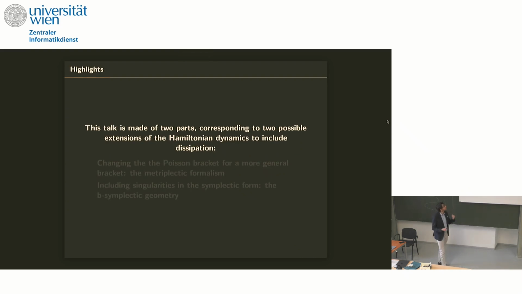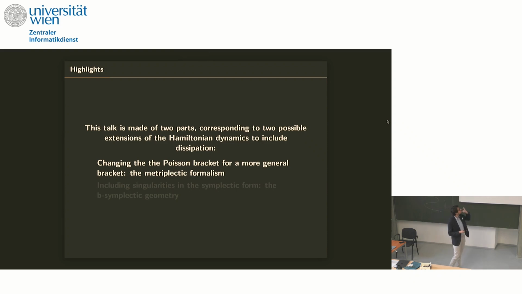So for this, we will discuss two options. The first one will be to go from a Poisson bracket, so from a symplectic form, into a more general form, a more general bracket. And this is what people call the metriplectic or GENERIC formalism. And the second option we will discuss will be to include singularities in the system. So we'll keep a Hamiltonian-like geometry, but we'll allow some singularities, and we'll see that singularity will play the role of including some dissipation in the systems.